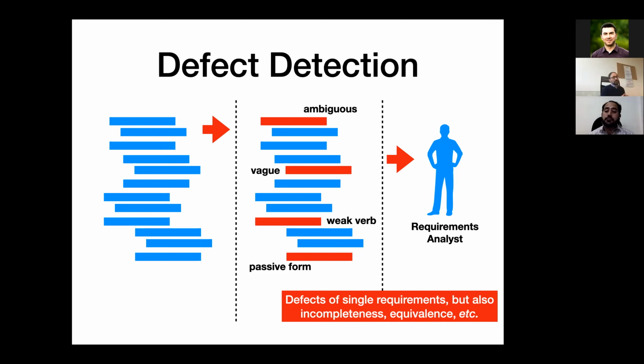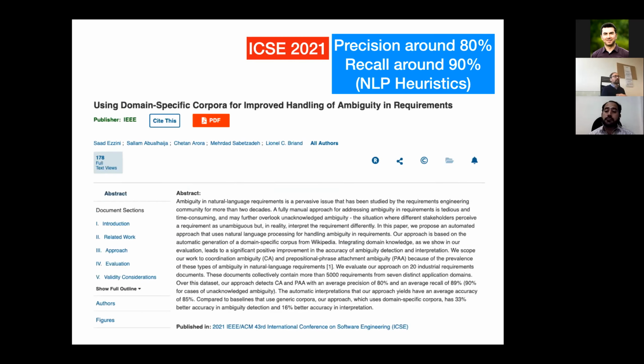We're speaking about the defects of single requirements, so single statements, but also related to the whole set of requirements. For example, incompleteness. Am I missing some requirements? And also pairs of requirements. Are these two requirements equivalent, so redundant? And NLP techniques have been largely applied to this type of problem, and I will show you also some examples about my work on this topic.